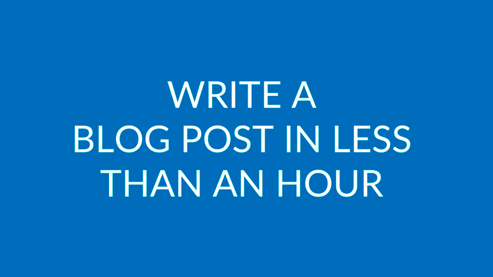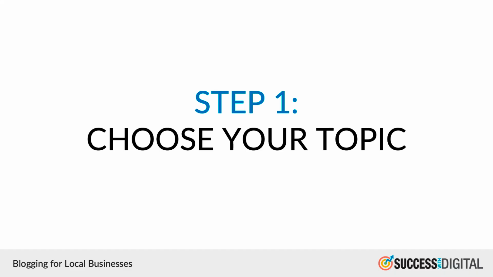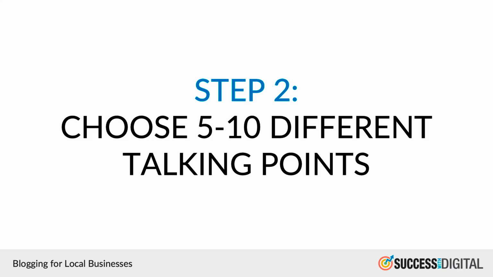And so here are the steps that I take when I'm writing my blog post. Step one is choosing your topic. If you've already completed your content worksheet, then you probably have some ideas for topics that you want to cover. So choose your topic. And then from there, you look at 5 different talking points that you want to touch base on in your blog post.